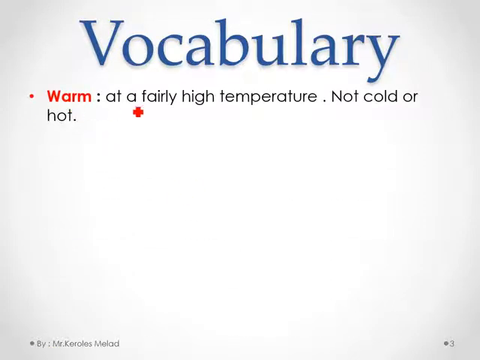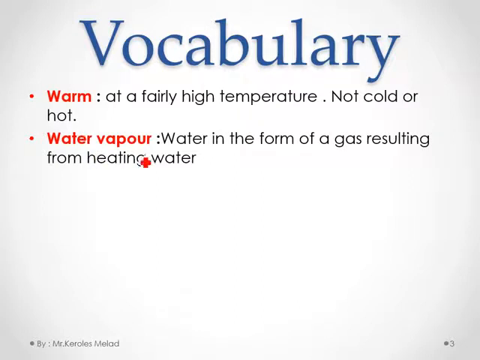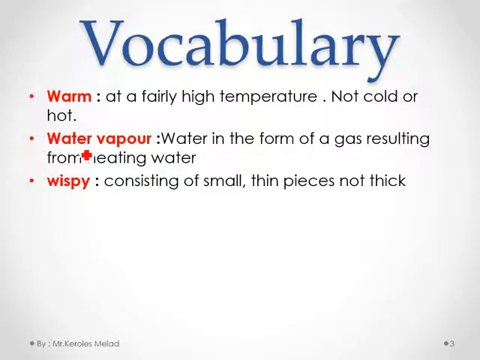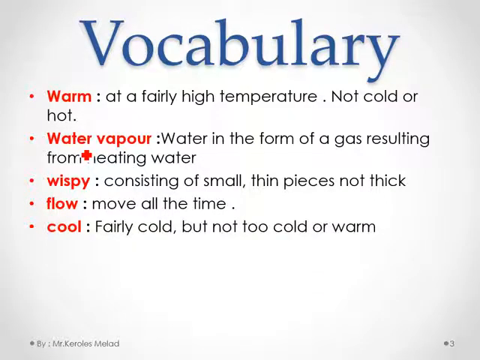Number one, warm: at a fairly high temperature, not cold or hot. Number two, water vapor. What does it mean? It means water in the form of a gas resulting from heating water. When we heat water, it produces water vapor. Wispy: consisting of a small thin piece, not thick. Flow: move all the time. Cool: fairly cold but not too cold or warm.